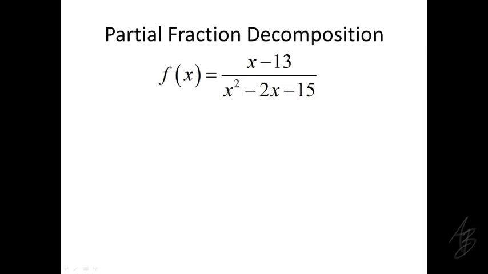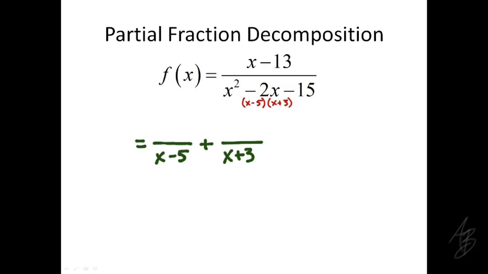So we need to find a different method, and the reason that partial fraction decomposition works is because the denominator can be factored into what are called linear terms. So x squared minus 2x minus 15 is the same thing as x minus 5 times x plus 3. Now, since it can be factored, we're going to look at this as the sum of two separate fractions. We're going to write this as two partial fractions.